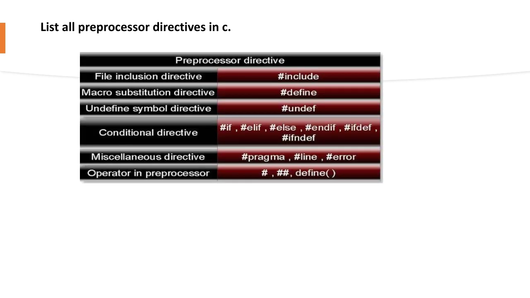Let's have a quick look at a list of all preprocessor directives in C. The first one is the file inclusion directive, and #include is what we need to get into in this particular presentation.